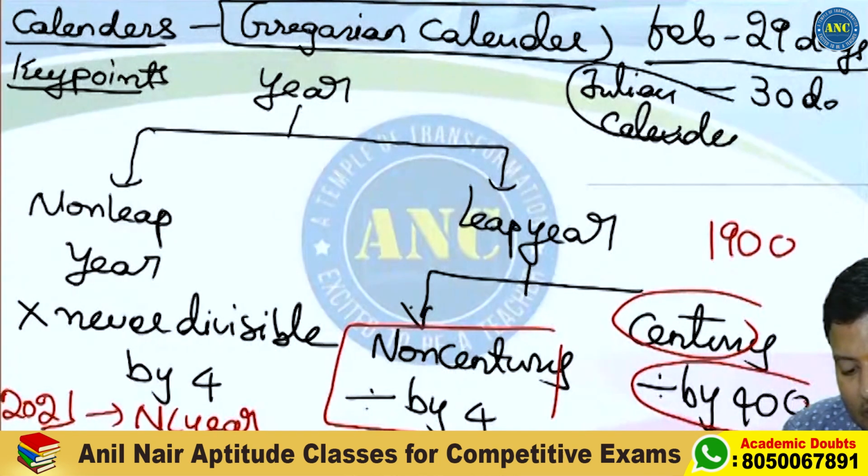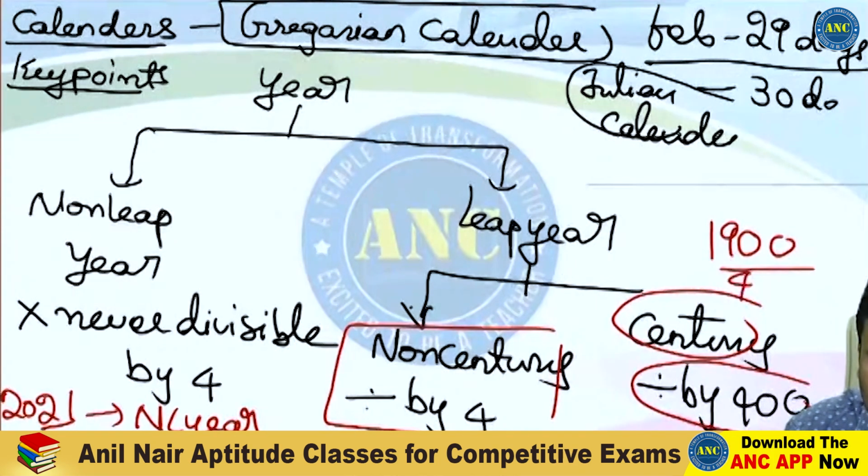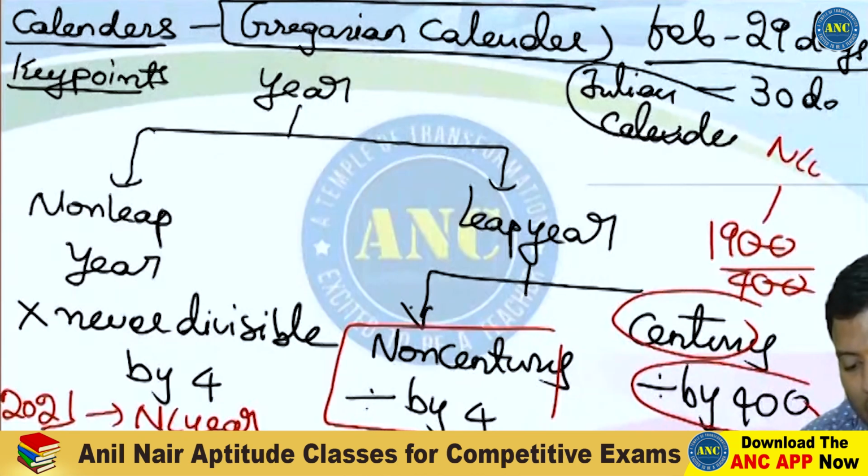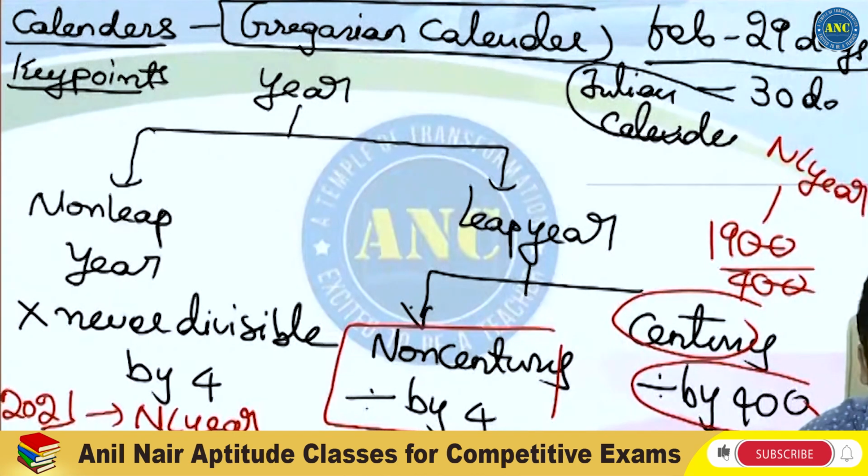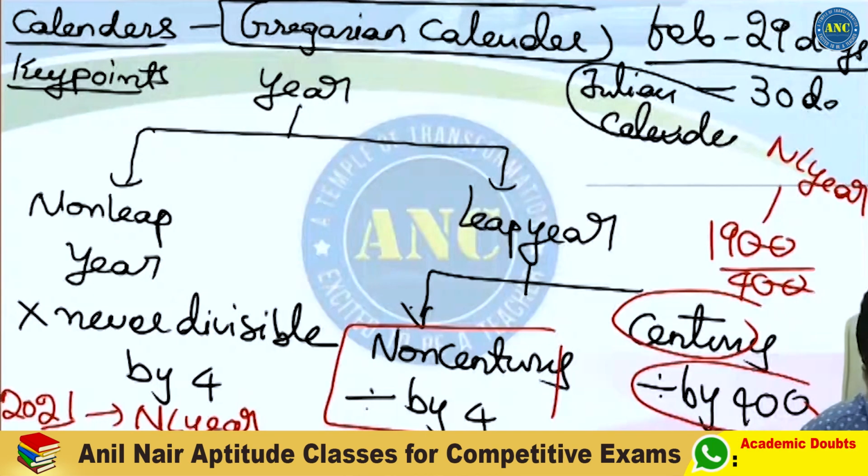1900. 1900 is a century. It should be divisible by 400. 19 is not divisible by 4, so 1900 is a non-leap year. 2348. The divisibility rule of 4 is that the last 2 digits should be divisible by 4. 48 is divisible by 4, so it is a leap year.